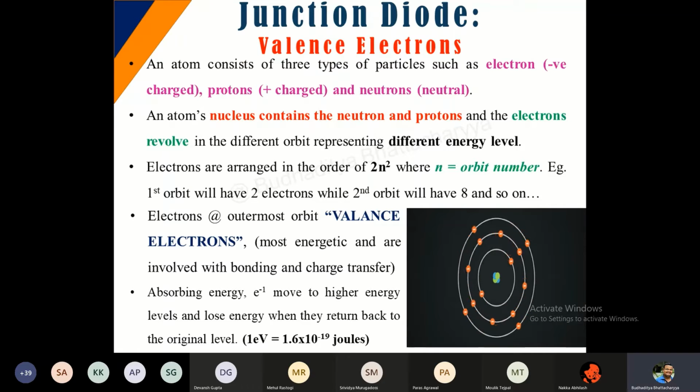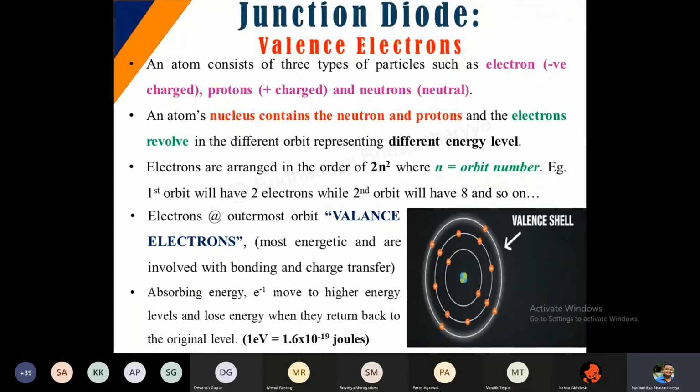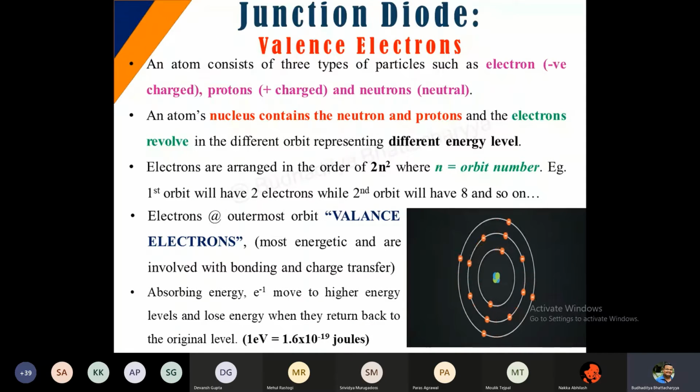So when we start off this module, I think it is pretty much known to you already that when we consider an atom, it will usually have three types of particles. We have the electrons, which are negatively charged, the protons, which are positively charged, and the neutrons, which are neutral. We are not bothered with the neutrons for the time being, because electronics deals with electrons itself. So the negative charges are the most important ones for us.